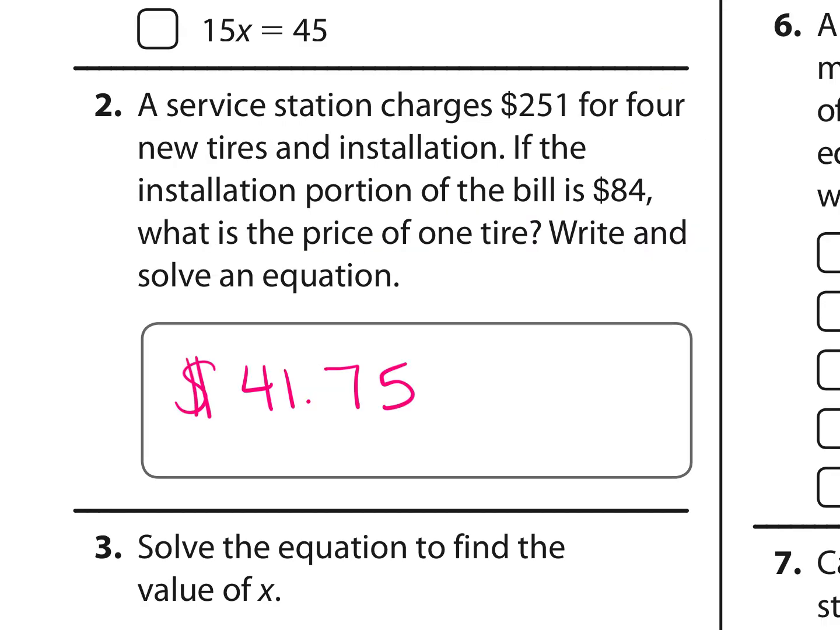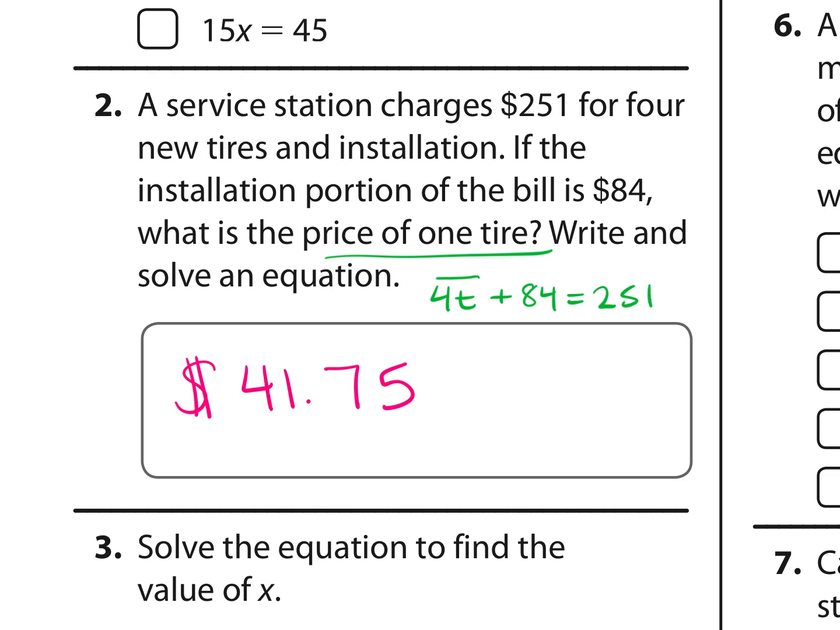E4A, number 2. A service station charges $251 for 4 new tires and installation. If the installation portion of the bill is $84, what is the price of 1 tire? Write and solve an equation. Okay, so we know that we're looking for the price of 1 tire. 4 tires plus installation, which is $84, equals $251.